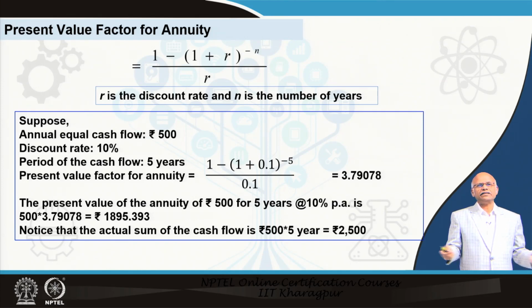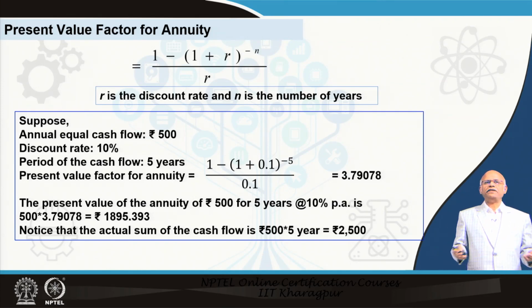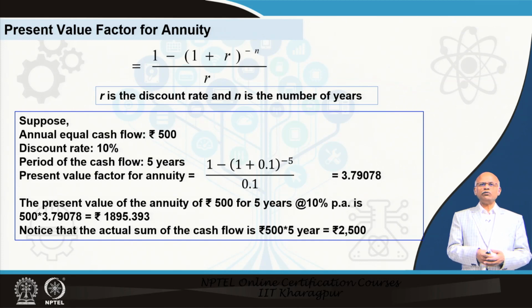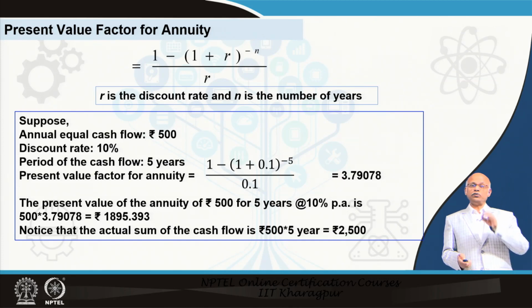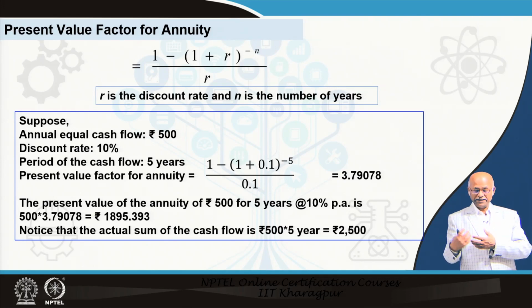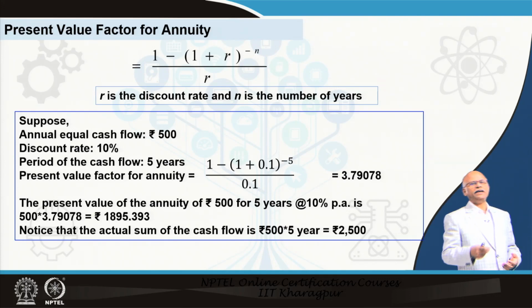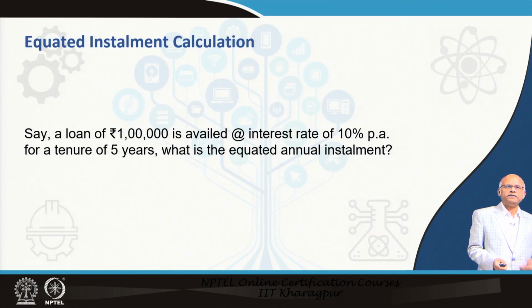Here it is: 1895 rupees, whereas if you add them up it becomes 2500. So, 2500 rupees is the inflow happening, but its present value is only 1895.